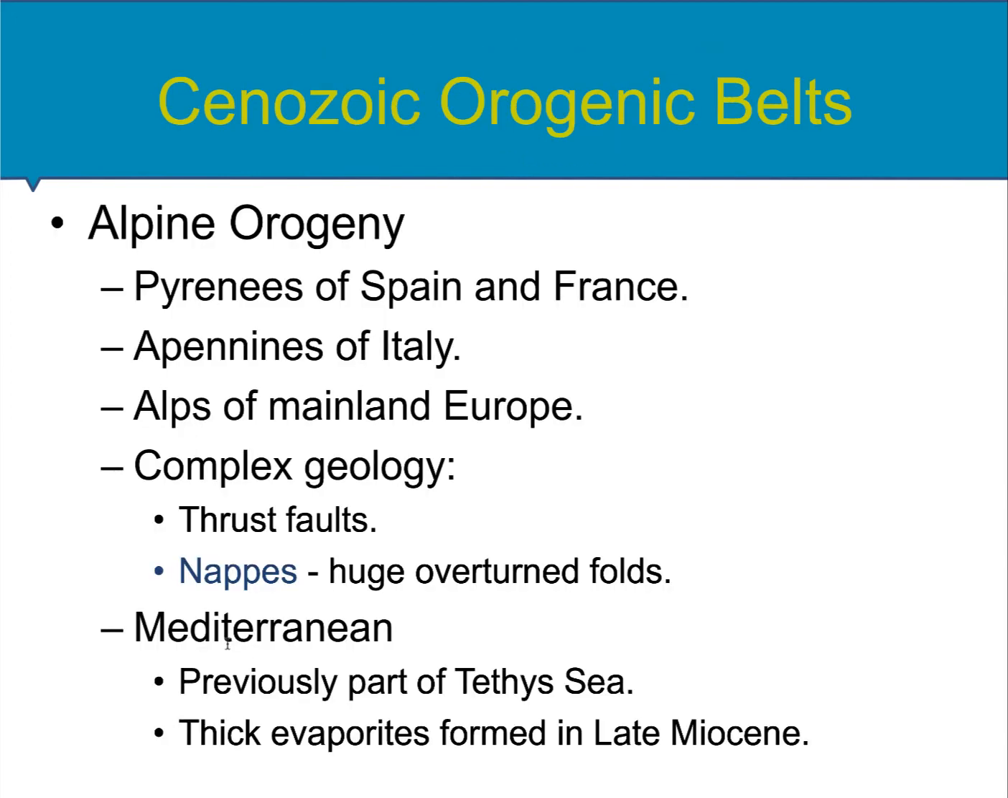And so remember, the Mediterranean is part of that Tethys Ocean, and the Mediterranean has these thick evaporite deposits at the bottom, which indicates that there must have been periods of evaporation allowing for these evaporites. And so there's a longer story there that we'll talk about when we do chapter 18.